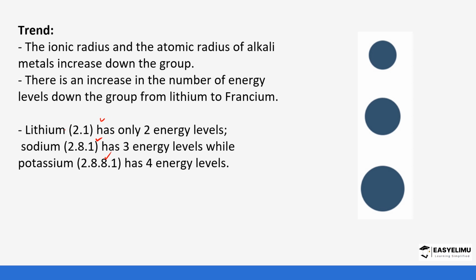When lithium forms an ion, the ionic configuration becomes 2. When sodium forms an ion, the ionic configuration becomes 2.8. When potassium forms an ion, the ionic configuration becomes 2.8.8. Remember, they form ions by losing electrons, so they form a cation, which is positively charged. Even if you look at the configuration of the ions, you notice still down the group there is an increase in one energy shell of the ion. So you automatically notice that the ionic radius as well increases down the group.